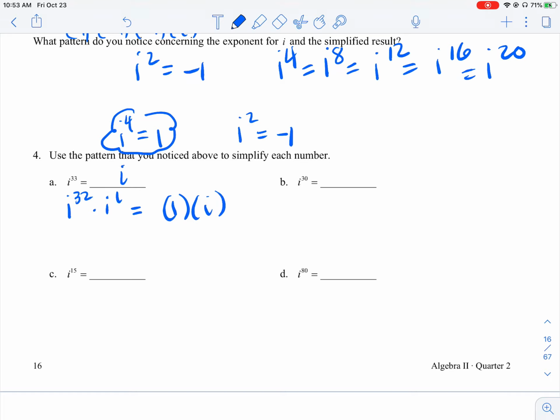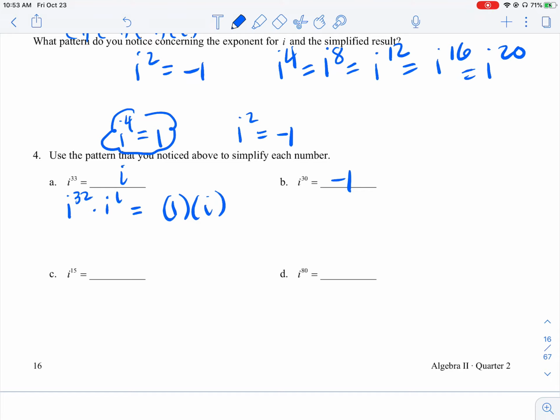As easy as that. Now, i to the power of 30. 30 is a number divisible by 2, correct? Is 30 divisible by 4? No. Because 32 is divisible by 2, but 32 is also divisible by 4. So you have to think first, is it divisible by 4? If not, then is it even? And yes, so that's a negative 1. So 30 is not divisible by 4, but it's divisible by 2, so that's a negative 1.